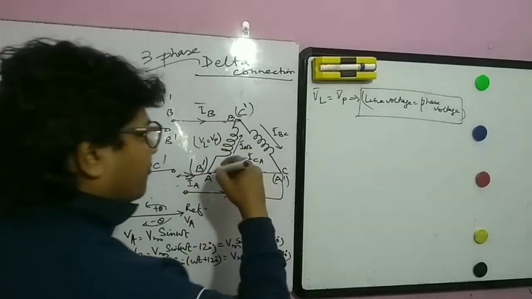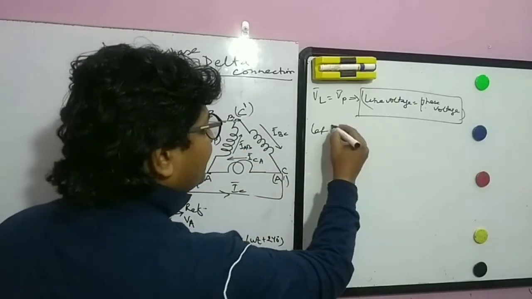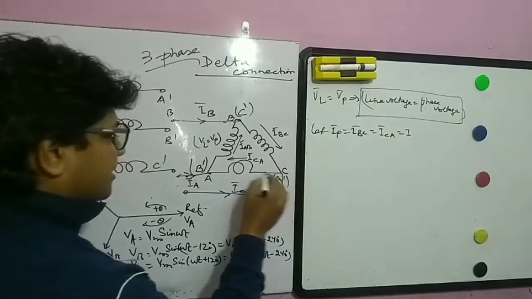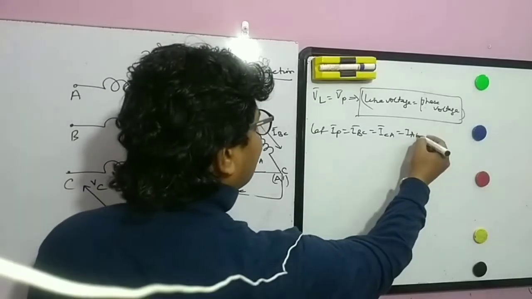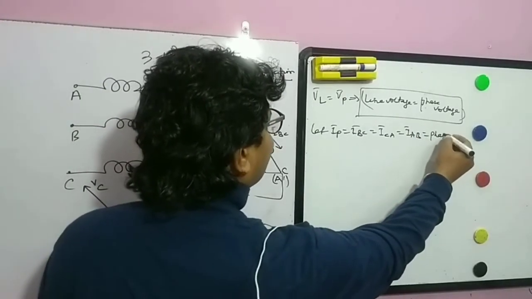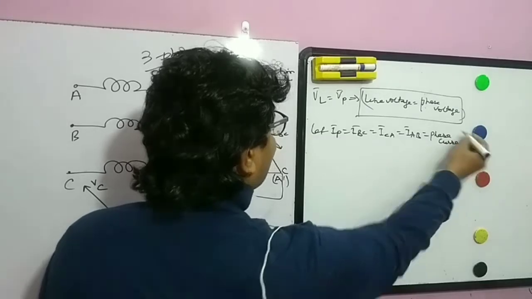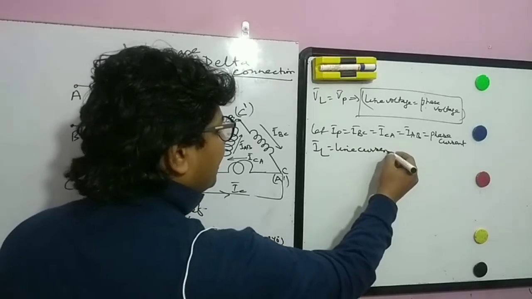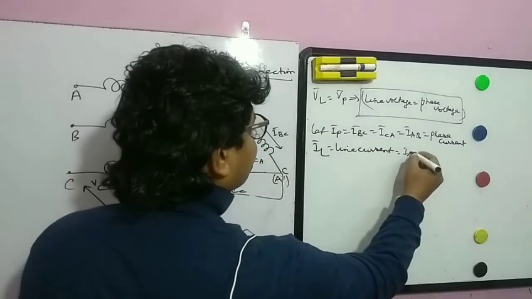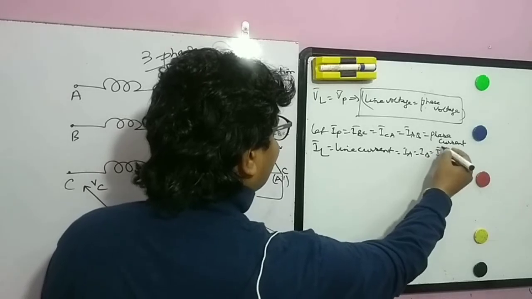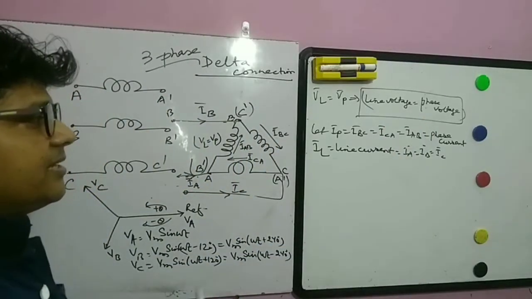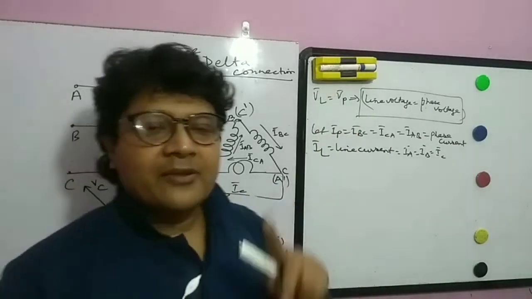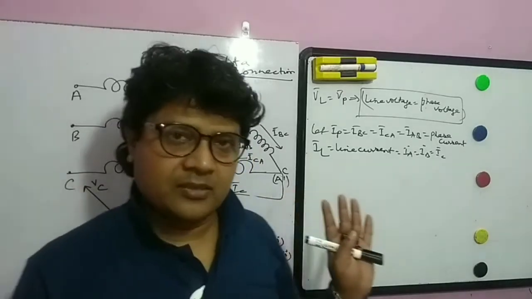So what about current? Let IP is equal to IBC is equal to ICA is equal to IAB, equal to phase current, right? So what will be IL? IL will be equal to line current, and line current is IA is equal to IB and is equal to IC. These are line currents, they are from the line. Now, because line voltage is equal to phase voltage, the thing is simple.